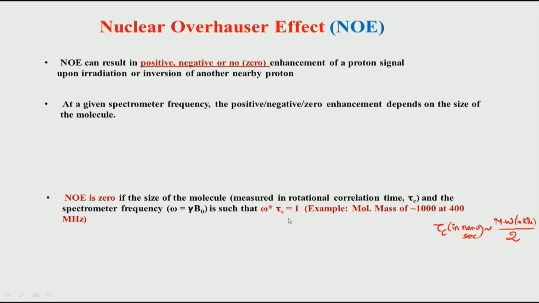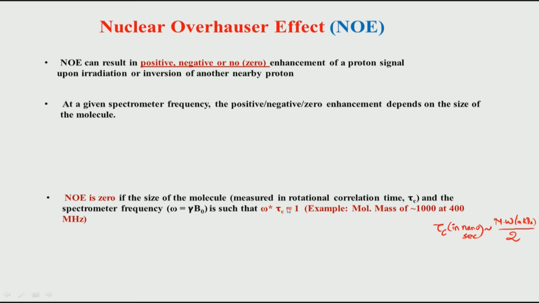For example, let us say you are working on a molecule which has a mass of 1000. Now, if you go to a 400 megahertz spectrometer and do this math, remember omega is 2 pi into frequency. So 2 into pi, that is 3.14, into 400 into the tau c. If you do this calculation, you will see it will be nearly equal to 1. So because of this effect, for that particular molecule you cannot use NOESY for distance information.